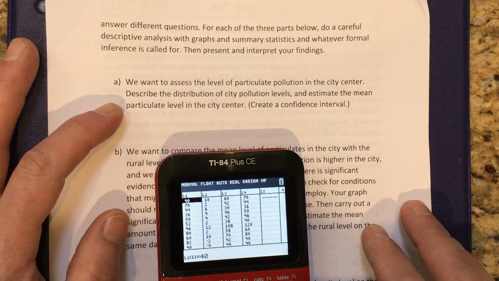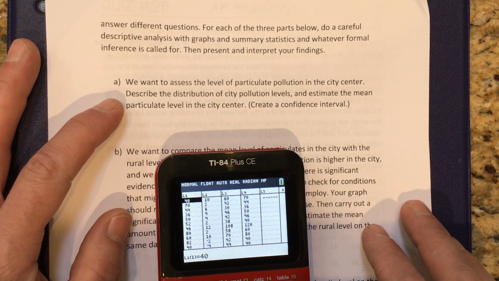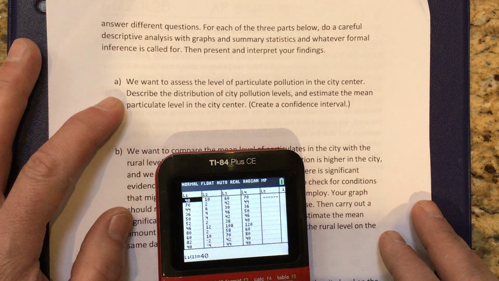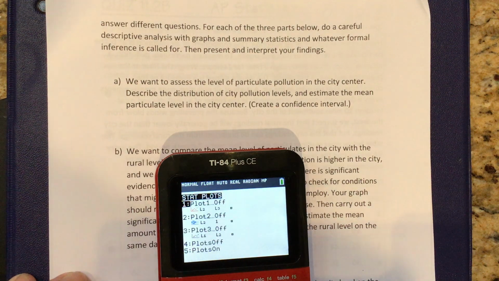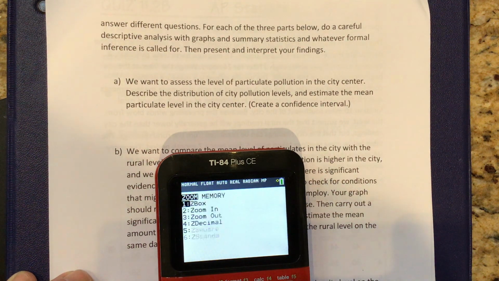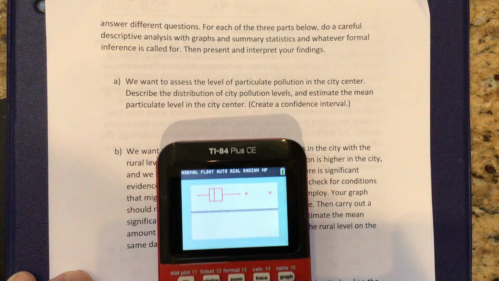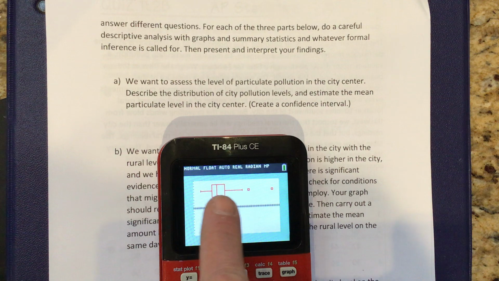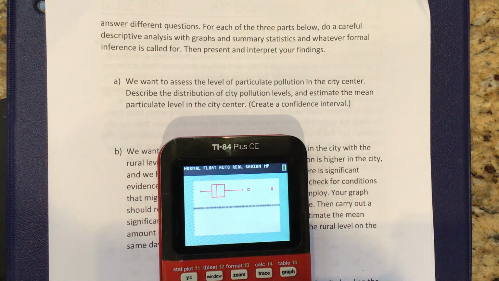So to describe the distribution, we're going to want to make some graphs. So first graph, I always go to the modified box plot. Modified box plot, list one. And there we go. So things look fairly symmetric with two outliers on the right. So put that on your paper.